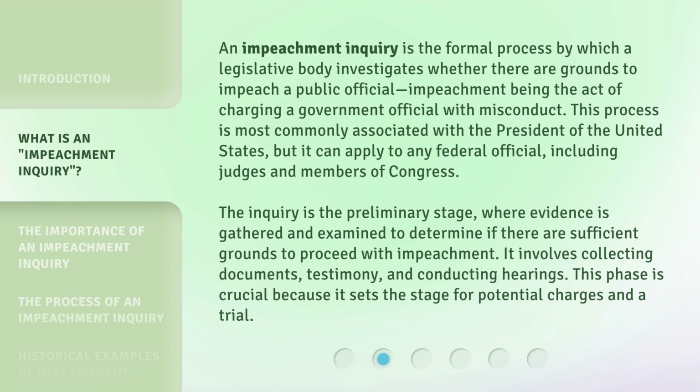The inquiry is the preliminary stage, where evidence is gathered and examined to determine if there are sufficient grounds to proceed with impeachment. It involves collecting documents, testimony, and conducting hearings. This phase is crucial because it sets the stage for potential charges and a trial.